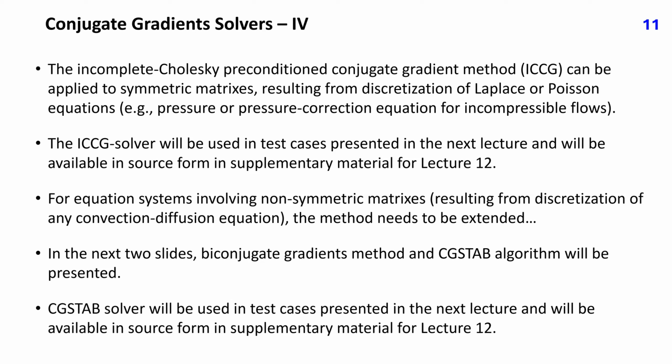For equation systems involving non-symmetric matrices, as resulting from discretization of any convection diffusion equation, the method needs to be extended. In the next two slides, two such extensions will be presented: B-conjugate gradients method and CG-stub algorithm. CG-stub solver will be used in test cases presented in the next lecture and will be available in source form in supplementary material for lecture 12.